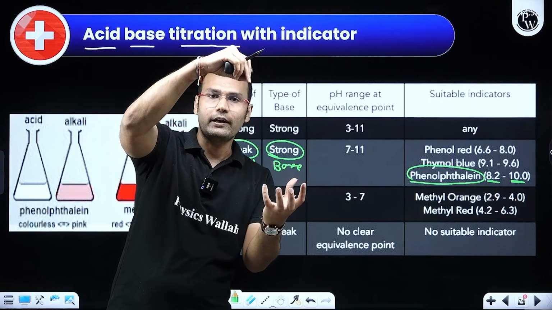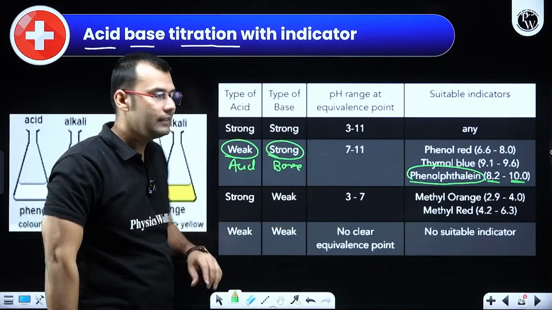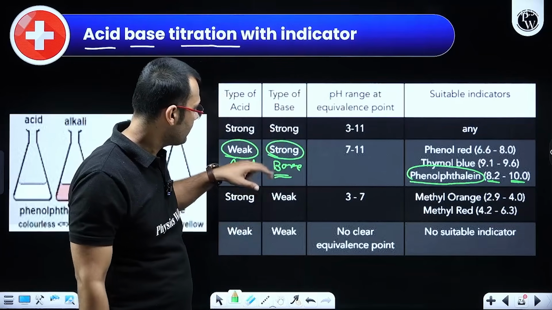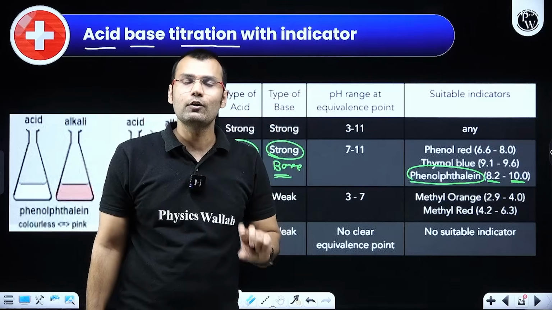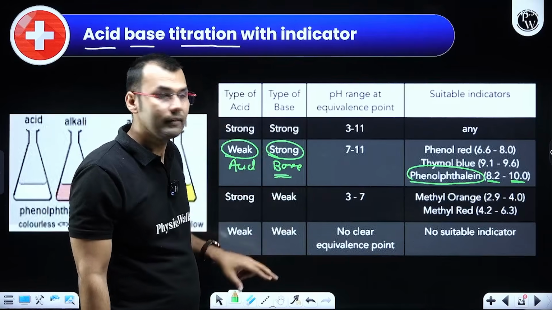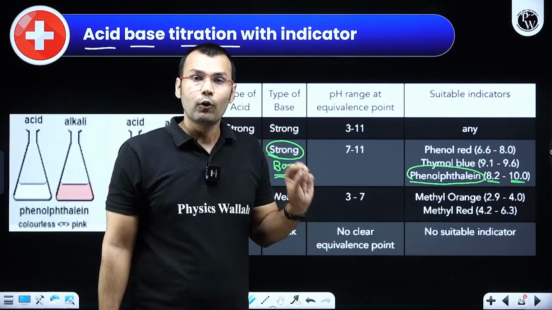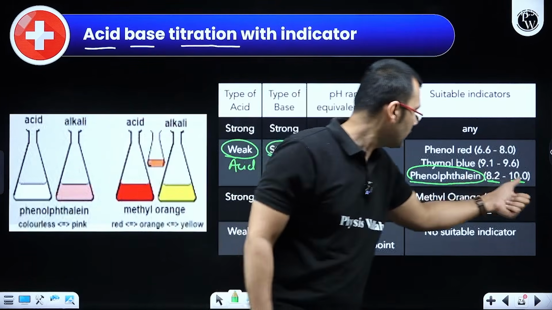Now after end point, after equivalence point, when the whole weak acid is consumed, after that, if a small drop of strong base you add in your solution, extra, that will make your solution highly basic. And when your solution at end point is basic, there we need to use that indicator whose color change happens in the basic range. Basic range means 8 to 10.